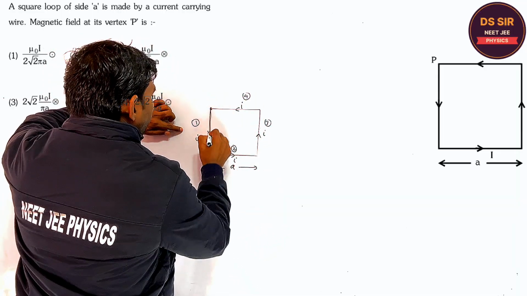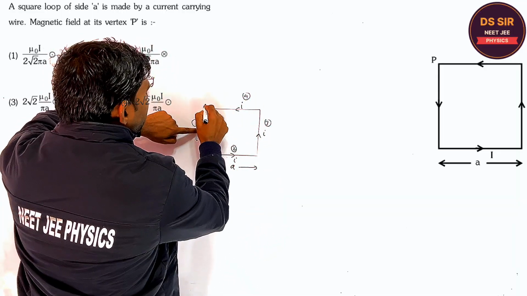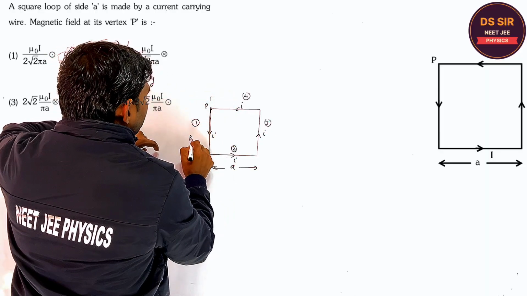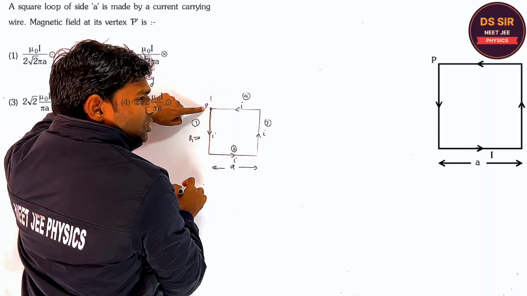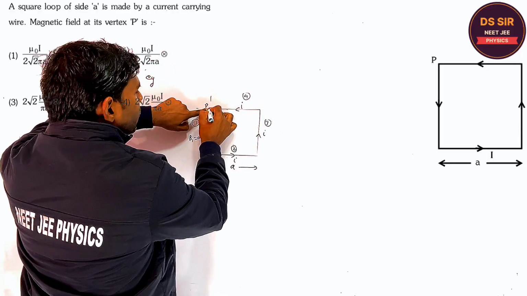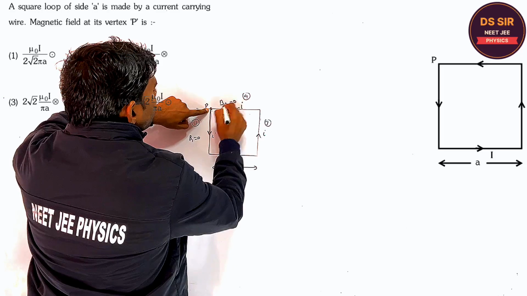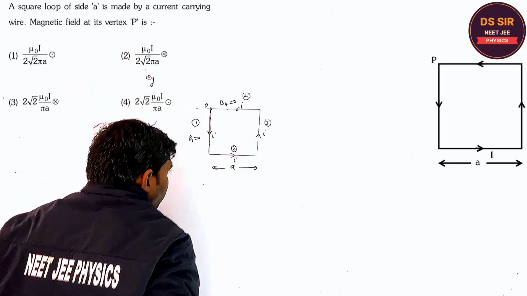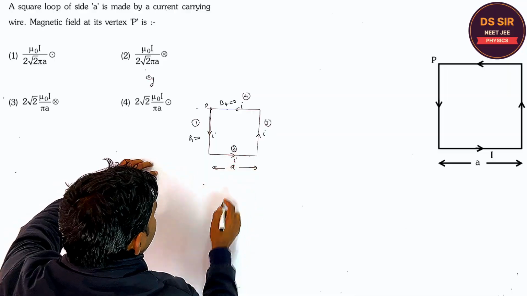So due to this one portion, because P lies on the line of this wire, the magnetic field at the point P will be 0. Also due to this wire, it lies on the line of the wire, so B4 is equal to what? 0. Are you getting or not? Only the magnetic field will be due to the second wire.